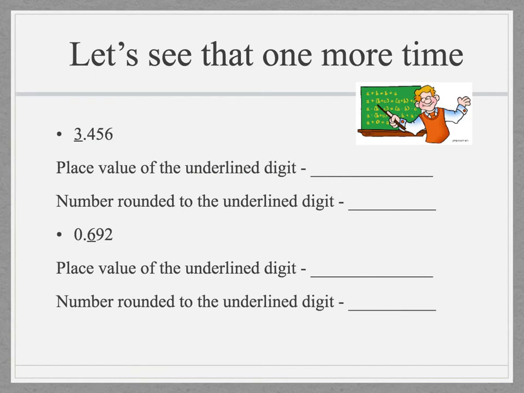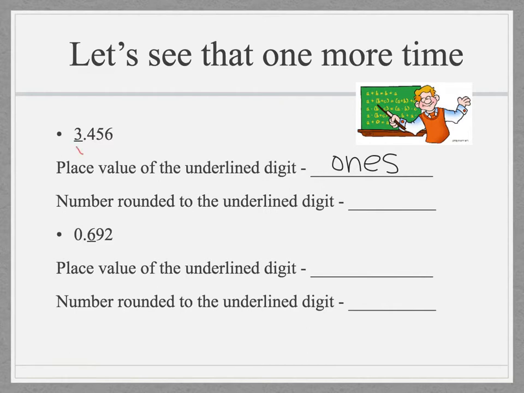Another way that it could be asked is to name the place value of the underlined digit. In this first example here, the place value of that underlined digit is the ones place. Then, if we want to round that number to the underlined digit, we're going to round to the ones place, or remember I said it could be called the nearest whole number.